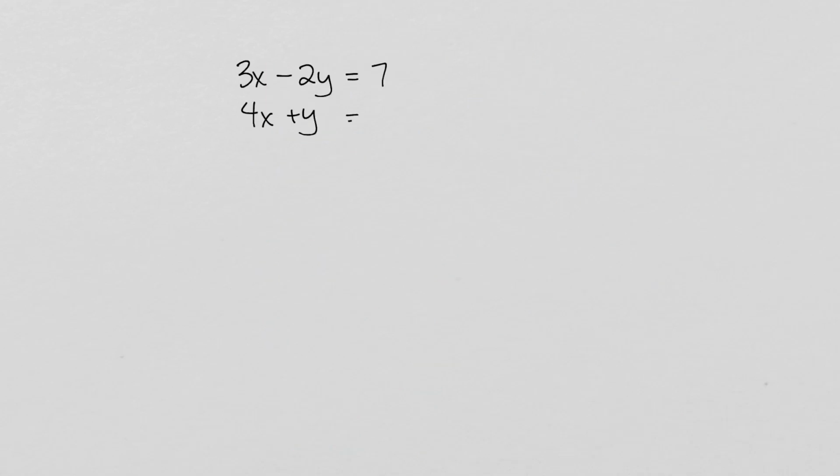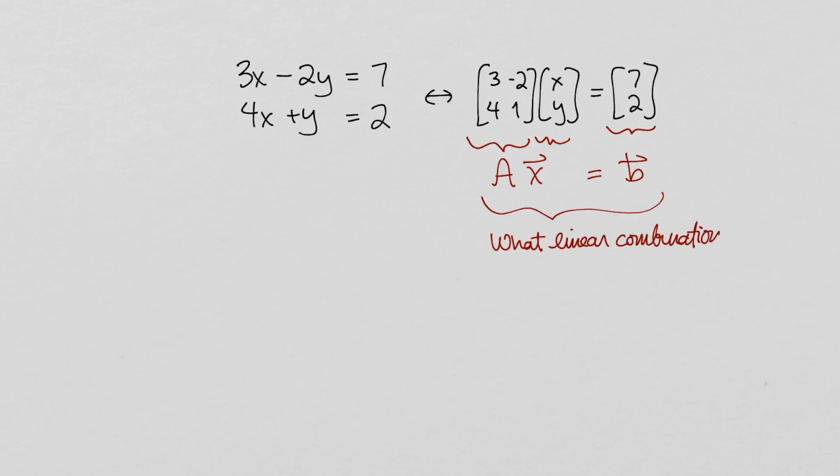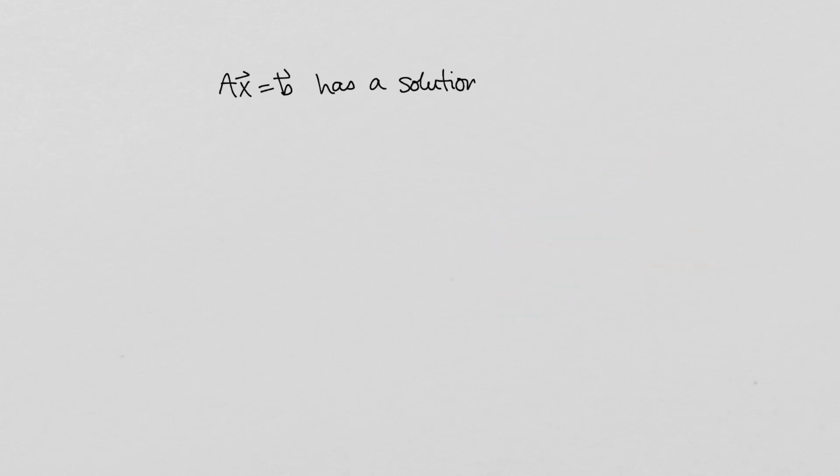A linear system of equations can be represented as a matrix equation. We can interpret this equation in vector terms. What linear combination of the columns of A is equal to B? From this point of view, we can draw several conclusions about the equation AX equals B.